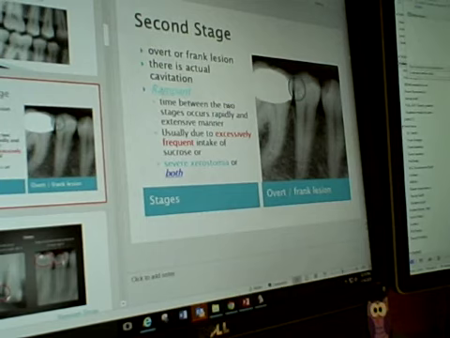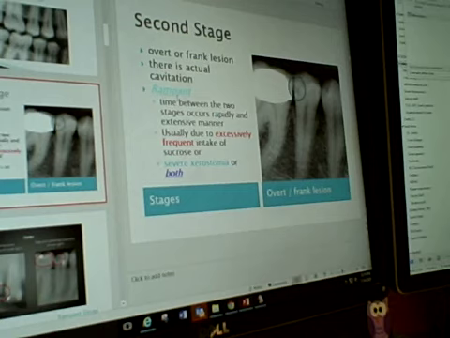Now, we'll consider it rampant when the time between those two stages, the incipient lesion and the overt or frank lesion, is very short. It's usually due to frequent exposure to sugar or xerostomia. Somebody will get put on, say, high blood pressure medication, and they have xerostomia, and all of a sudden in a 6-month or 1-year time period, a lot of areas that maybe were incipient are now definitely frank or overt lesions.